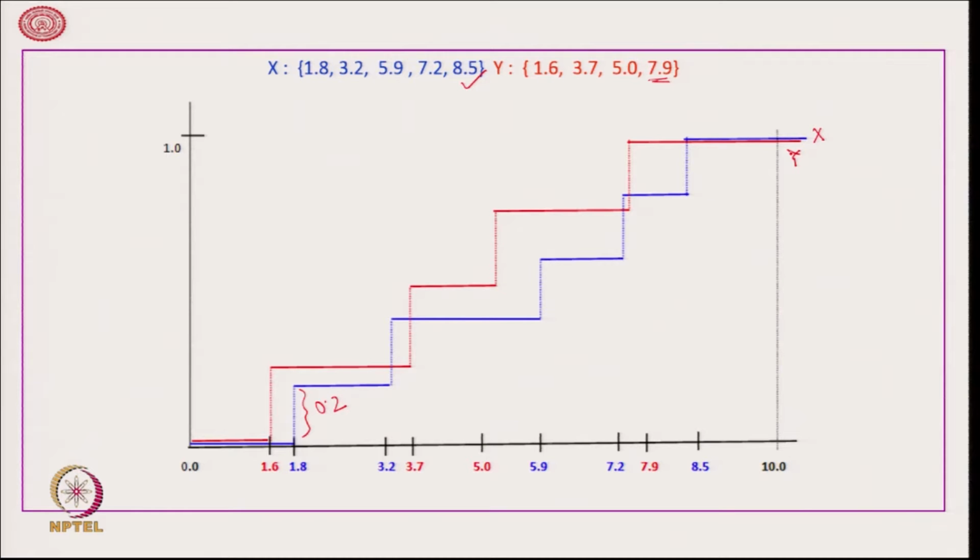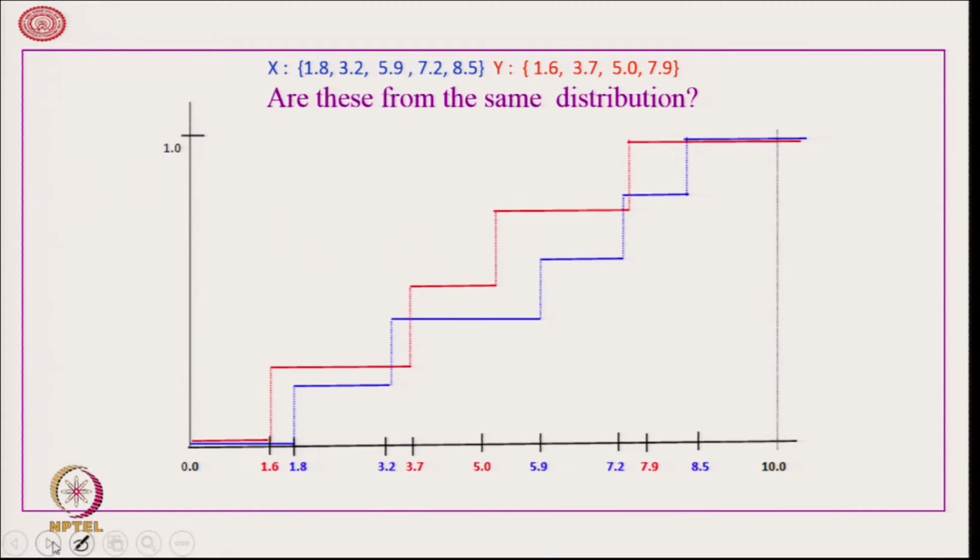So, how to do that? Basically, we shall see if the 2 sample distributions are really close to each other. Now, whether they are close or not will depend upon a certain threshold, and that is the fundamentals of the Kolmogorov-Smirnov test. We are coming to that, but let us consider another 2 samples.